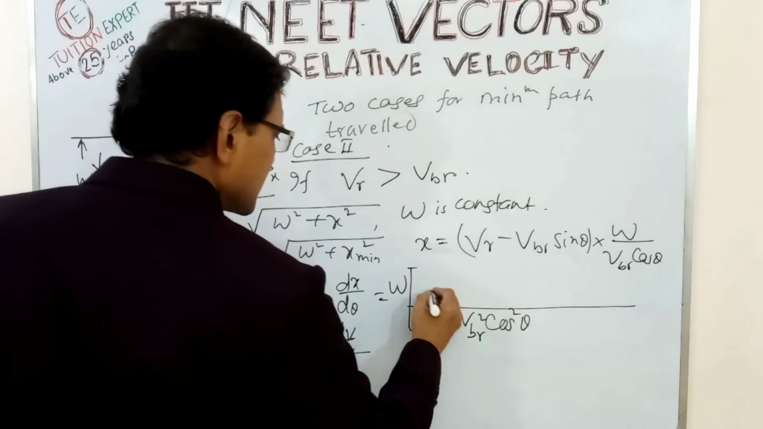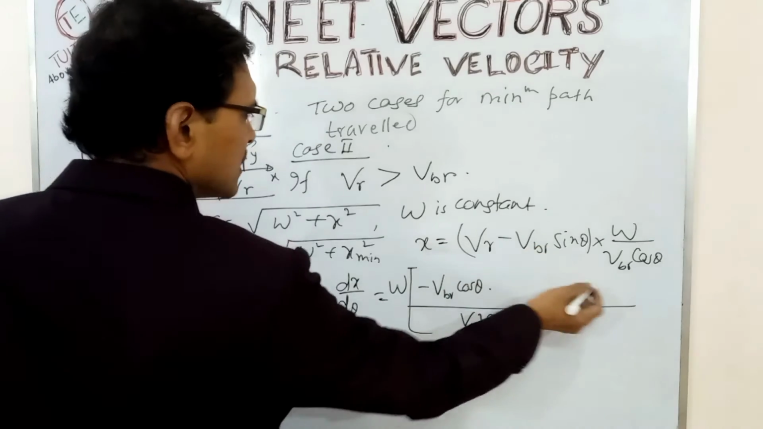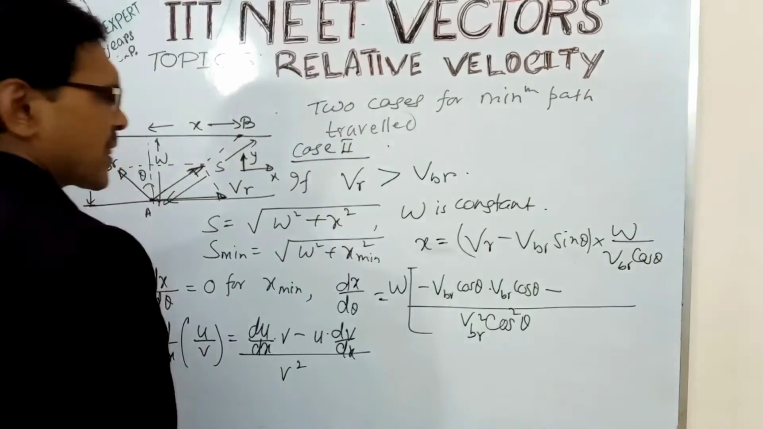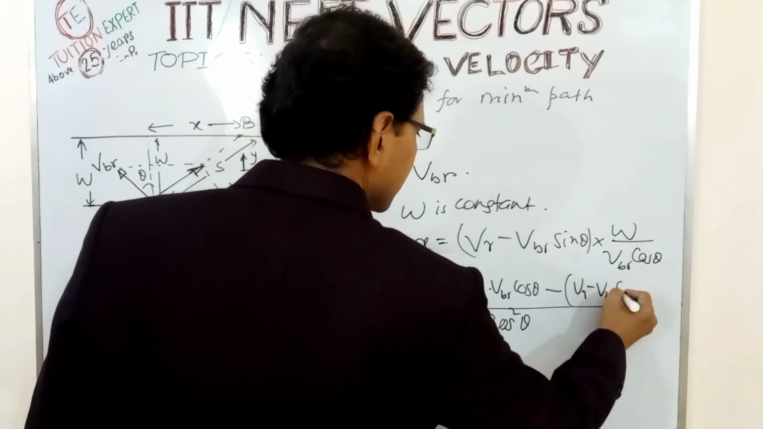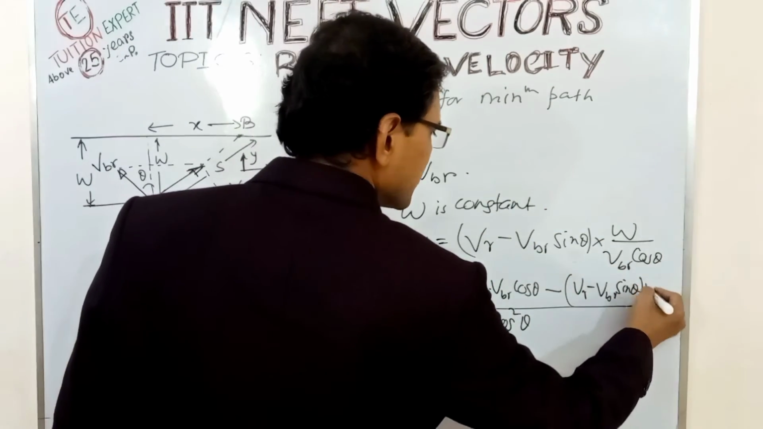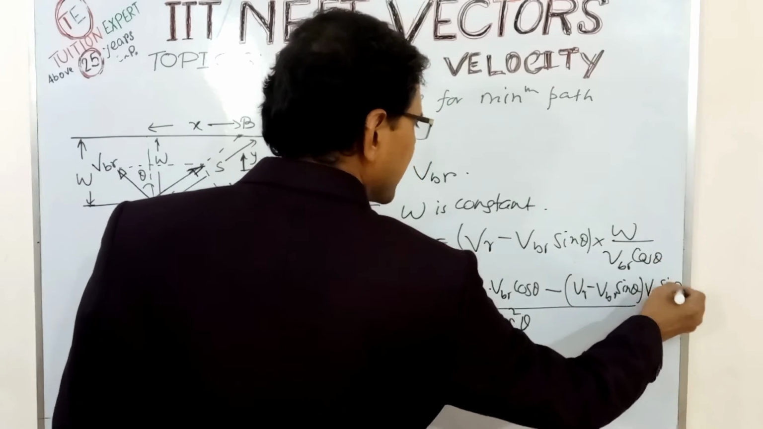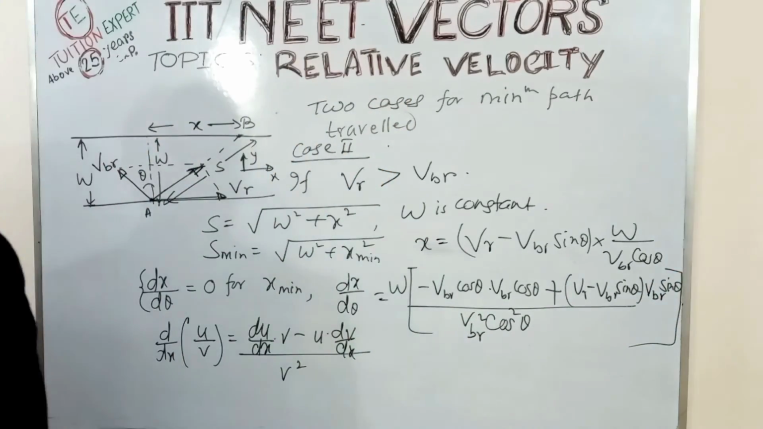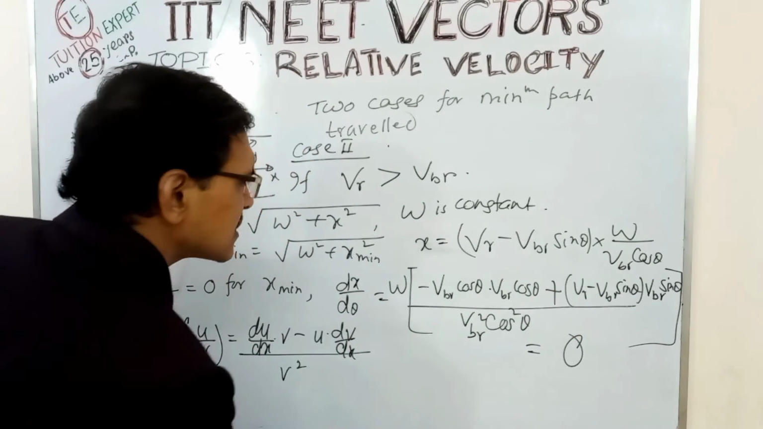Now the derivative of this is minus vbr cos theta. For the derivative of u into v with v constant, it is minus this constant into the derivative of this. The derivative of this is vbr cos theta, and the derivative of cos theta is minus sin theta. Okay, so this is the derivative. Now this is equal to 0. So what comes?